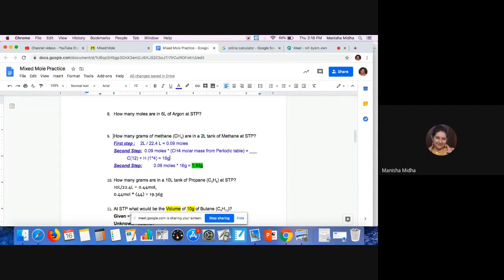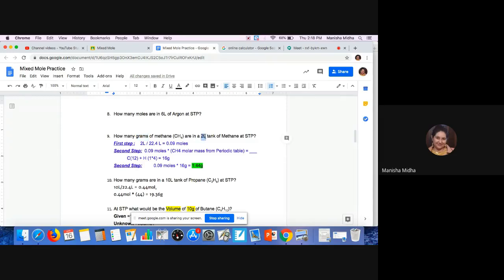So the question says, how many grams of methane are in 2 liters tank of methane at STP? There are so many words and vocabulary in here that do not make any sense, but you should focus on the units. They are looking for grams and they gave us liters. Now, what do we need to do?